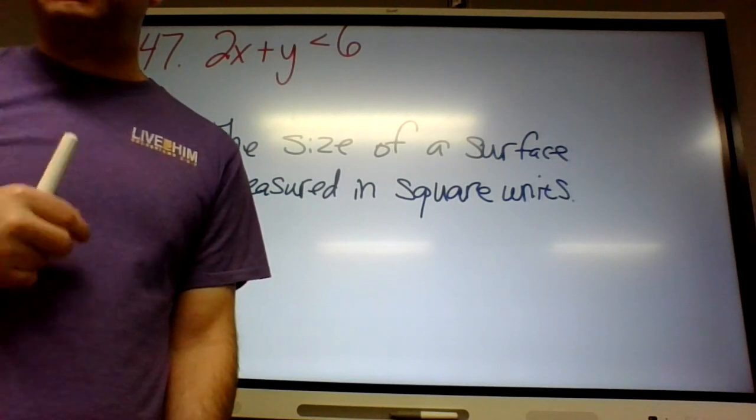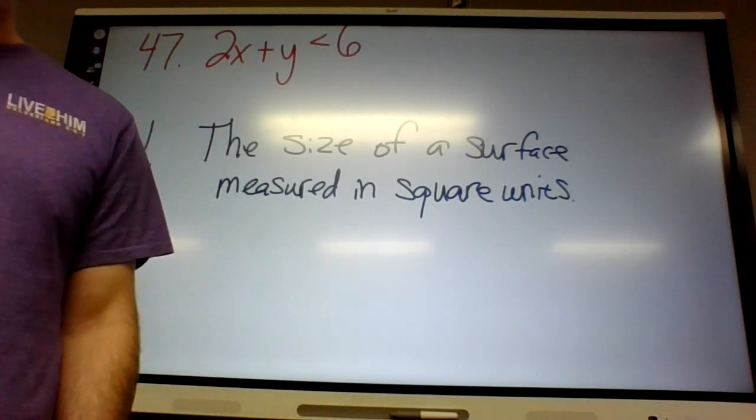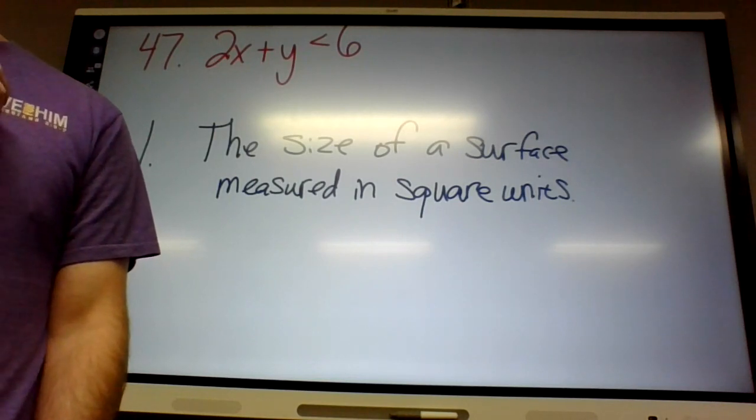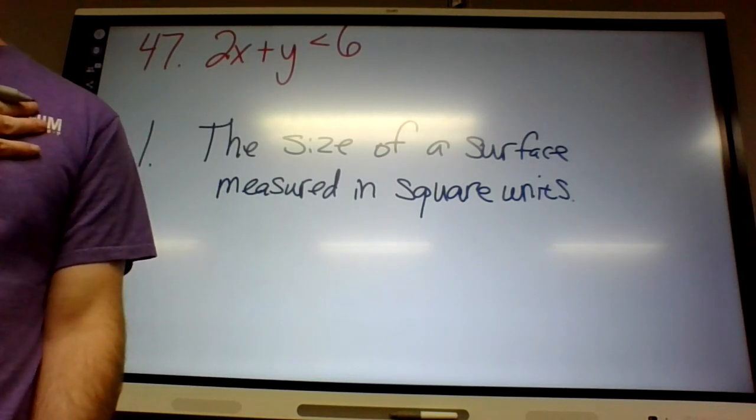The area addition postulate means if you just add the areas of little parts together, it'll equal the area of the whole thing. So number 3, find the area of the region.